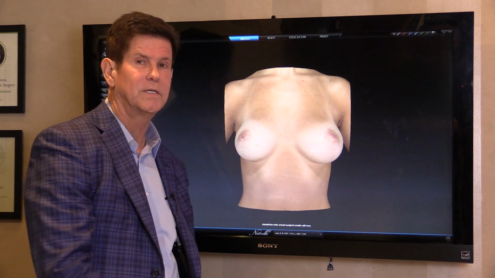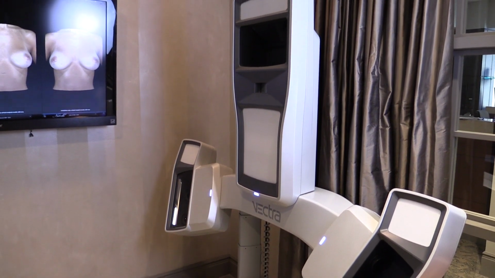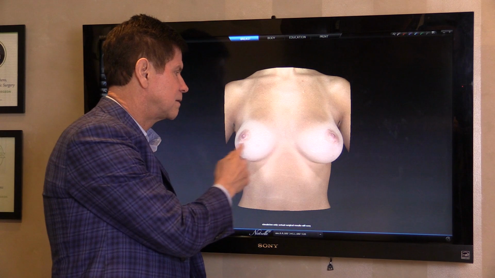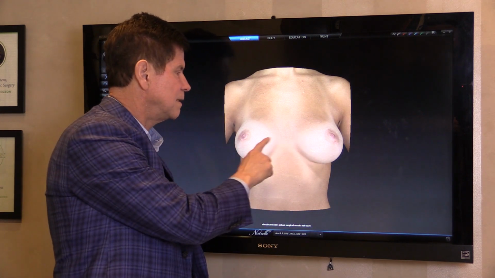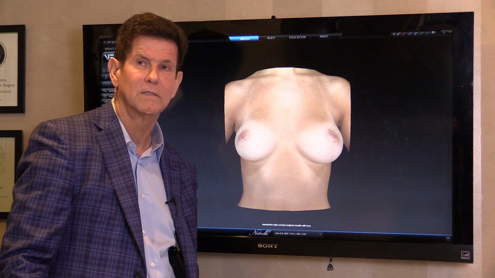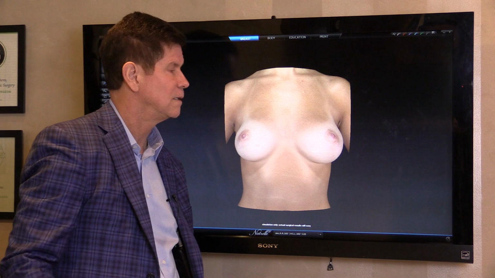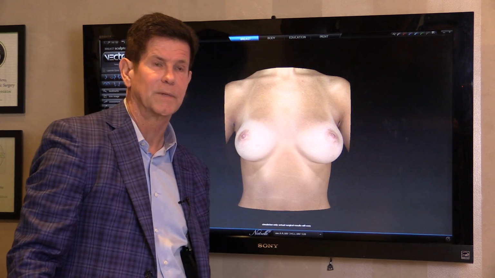This is our Vectra 3D imaging system. We found it is very successful in allowing our patients to see what their results might look like on them. Our patient had a base width diameter of 12.5 centimeters. So on the right side, I chose a breast implant that fit within that frame. This implant is about 12 centimeters wide, whereas on the left side, the implant is about 14 centimeters in diameter.